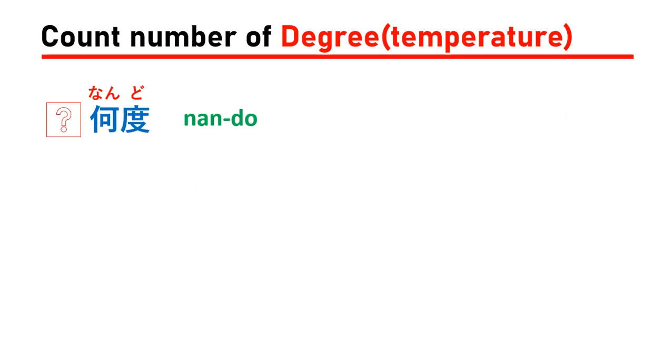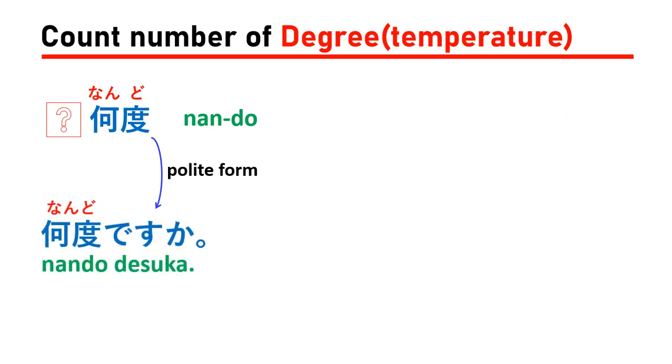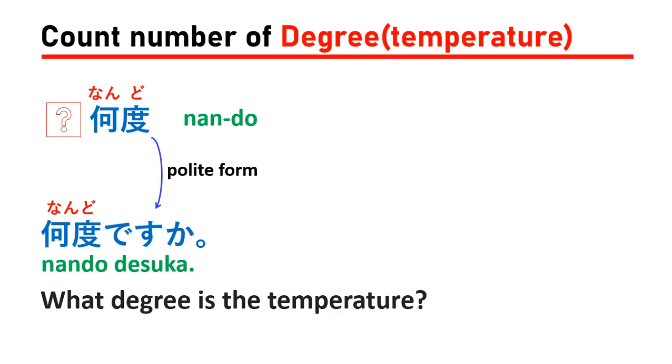And when you want to ask the question, you can say nando, or in the polite form, nando desu ka, which means what degree is the temperature, if you use it with temperature. But if you use it with angle, it may mean what degree is the angle. So it depends on the meaning of the sentence you are talking about.